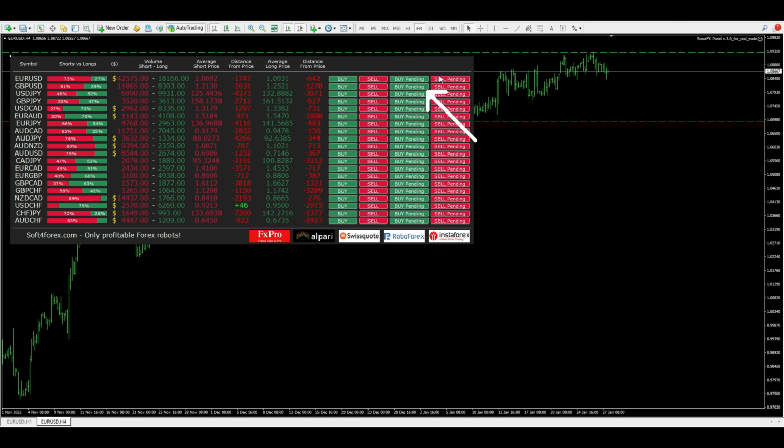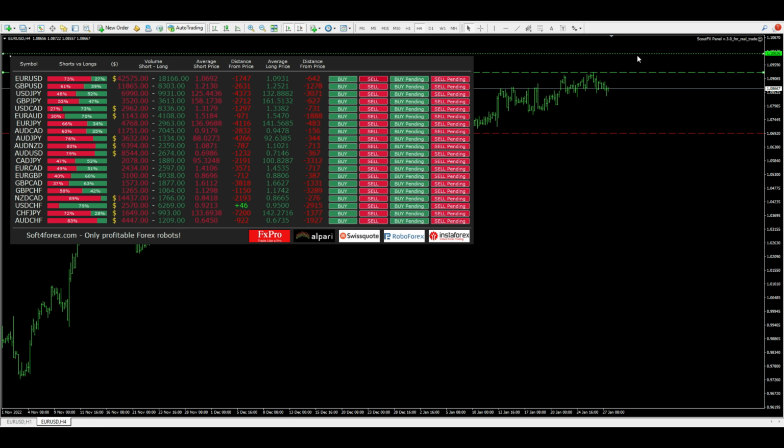There is one rule to remember with these buttons. For example, if we want to place a pending order to buy, and the market price is below the line of accumulation of buy positions, this is the green dotted line. After clicking on the buy pending button, a pending order for the buy stop breakdown will open, at the price of the largest accumulation of buy positions, the green line.